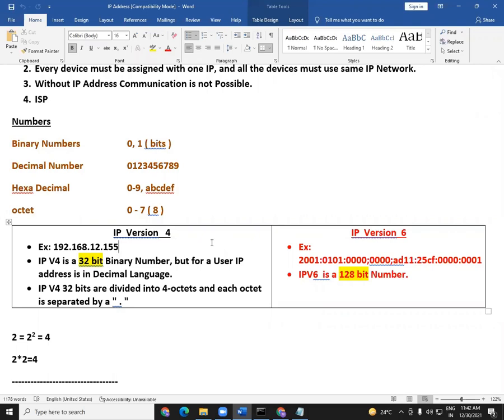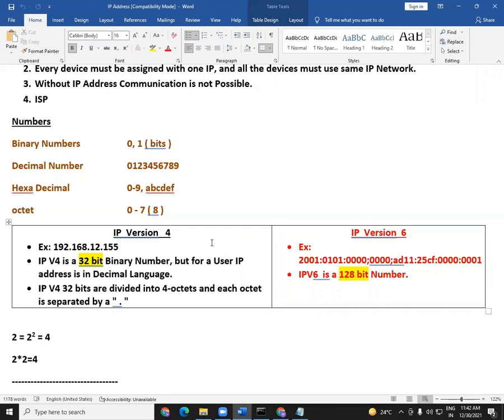IP version 4 was designed around 40 years before. That was the time when IP version 4 was designed. And IP version 6 was designed in the 1990s. I have seen many people say IP version 6 is the latest number. So when I say 1990s, it is not latest, right? It did not come in 2021 or 2020. It came in 1990. So it is also an old number.